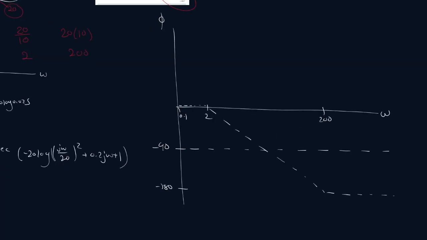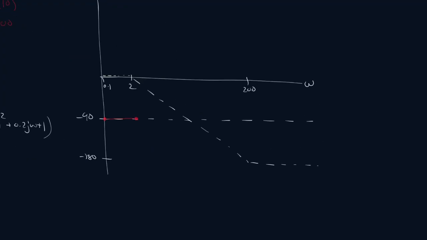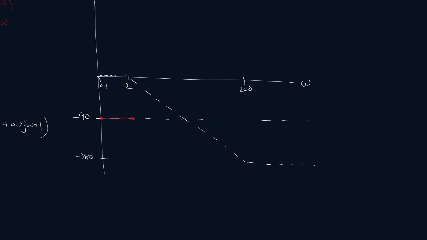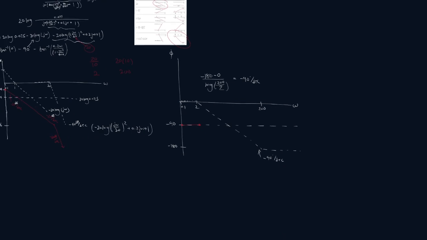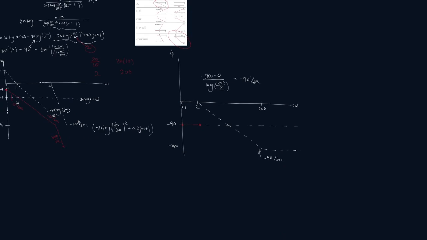Now let's draw our points. We start at minus 90. We go from here to here, and now we go down. Oh wait, sorry. We should also find the slope of this quickly. The slope of that is going to be minus 180 over 0, all over log of 200 over 2. Let me see what that gives me. That gives me minus 90 degrees per decade. Oh yeah, then let me also label these. This is supposed to be minus 90 degrees, and this is supposed to be minus tan inverse 0.2 w all over 1 minus w squared over 400.